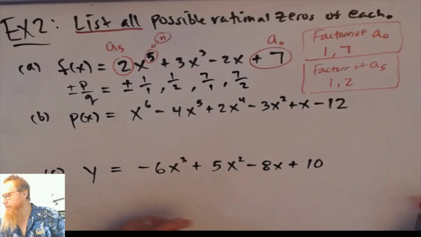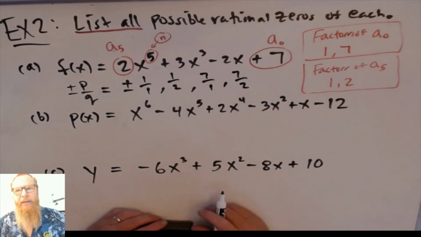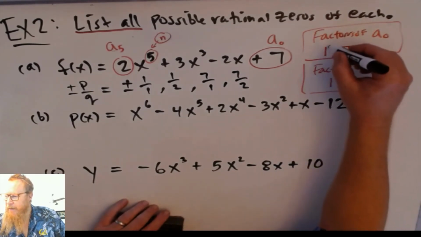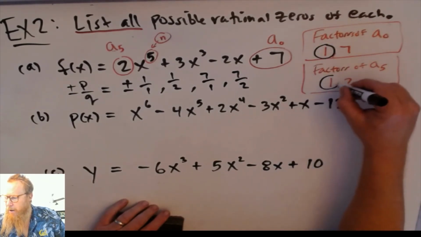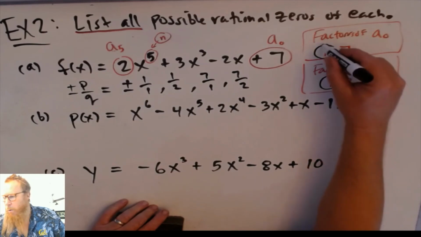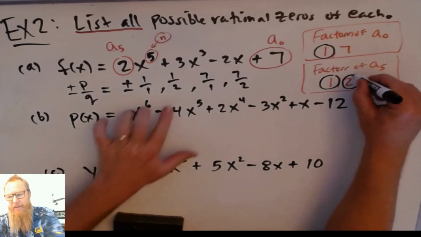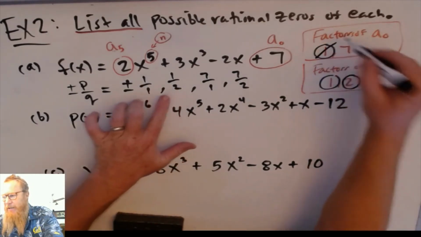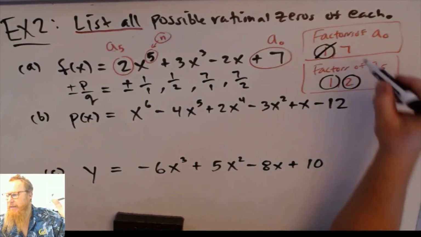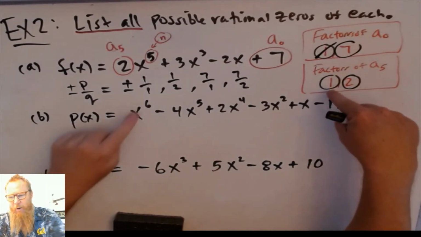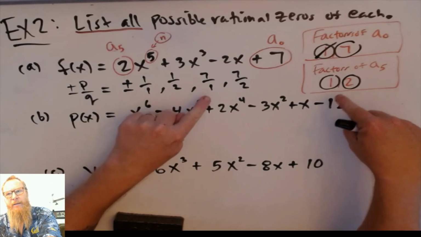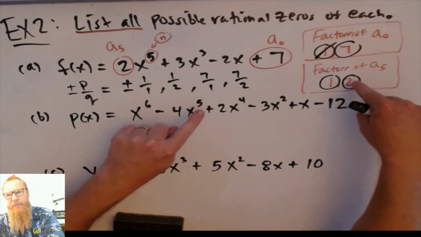I really didn't give myself enough space, did I? So notice how I did that. 1 over 1, 1 over 2. Then I cross off the 1 because it's done. Now I do 7 over 1, and then 7 over 2.